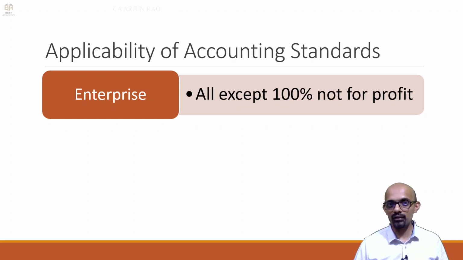But if there is a trust which is trying to promote, say, yoga, and it's selling some publications, it's selling some yoga books, so that cannot be called 100% not-for-profit. So, according to ICAI, that trust which sells books, and even though there is a small profit element, that trust has to follow accounting standards. But if there is no profit element at all, then that trust need not follow. So, applicability is not based on whether you are proprietary concern, partnership, company or trust. Rather, applicability is from the point of view of whether you are 100% not for profit or not.